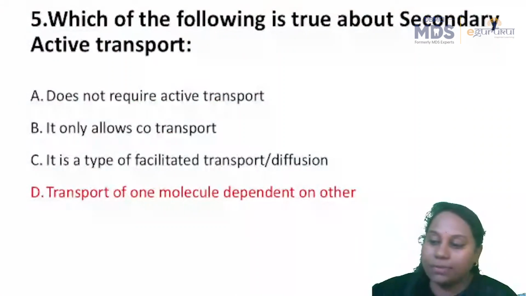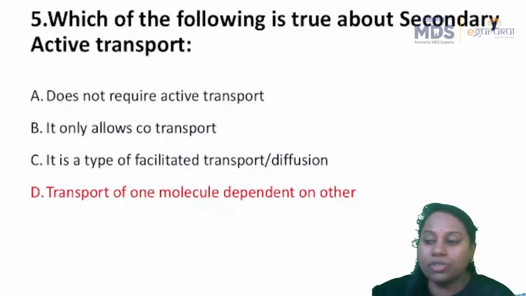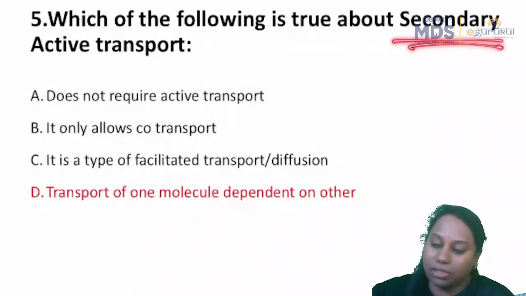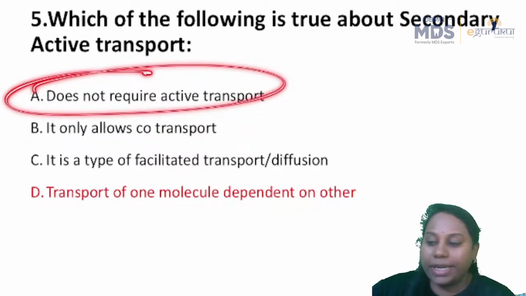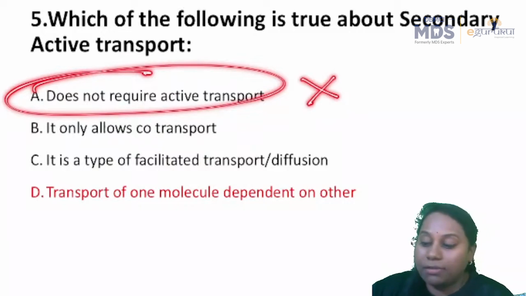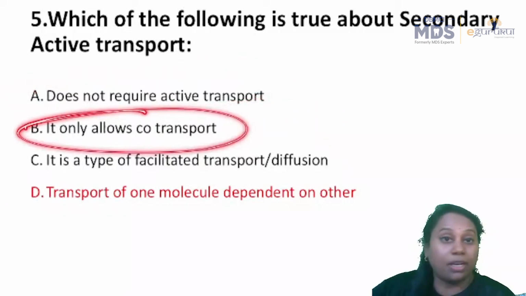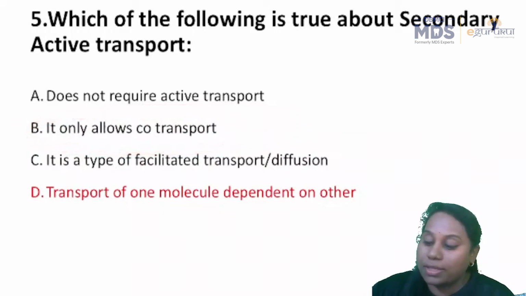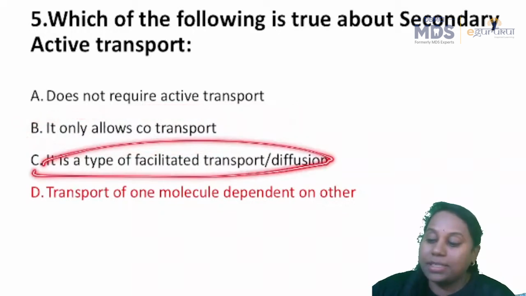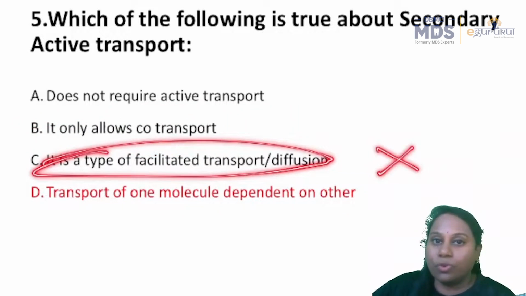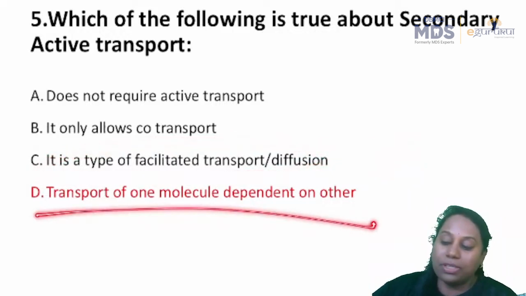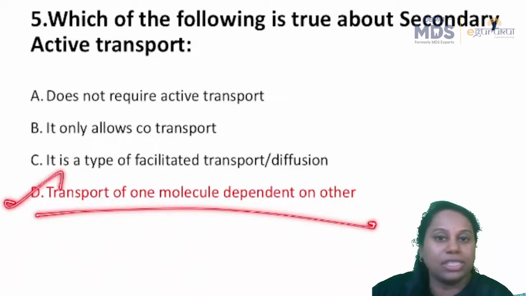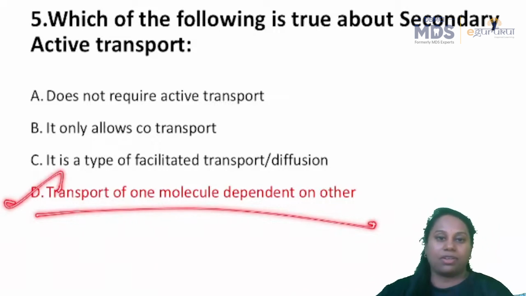Back to the question, which of the following is true about secondary active transport? Does not require active transport? Wrong. It is an active transport. It allows only co-transport? No. It can allow antiport also. Symporter is a co-transporter. It is a type of facilitated diffusion? No. It is a type of active transport. Transport of one molecule depends on the other? Yes. So this is true about secondary active transport.